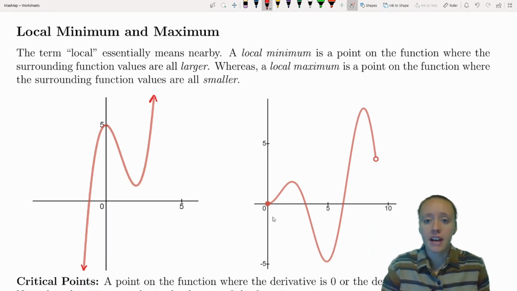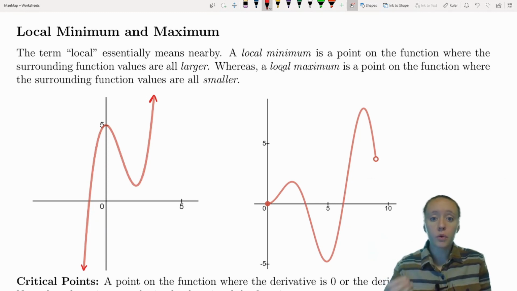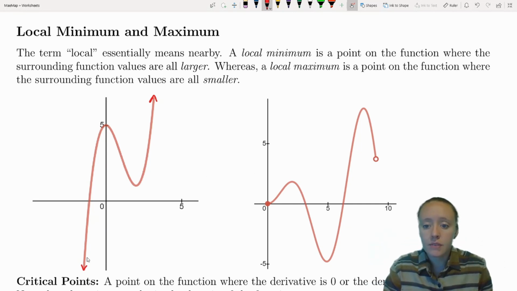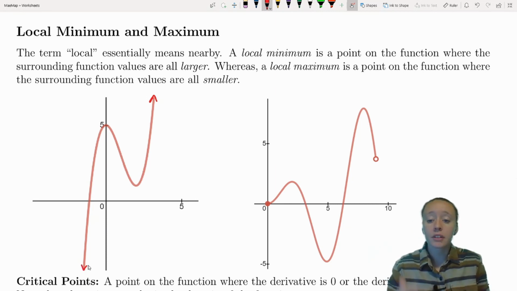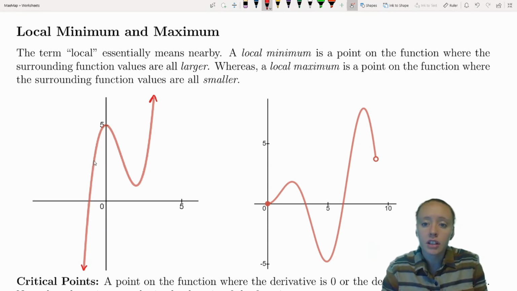Looking at this first graph I have pictured, we're going to locate the local minimum value. So a point along the function where all other surrounding values are larger than it. This function continues on, so we know that we're not going to have any local minimum that way. But as we continue along the function, what do we get to first? Right here, it looks like roughly 0.5. This point here is larger than any other surrounding function values, which means that's a local maximum at 0.5. So here we have a local max.